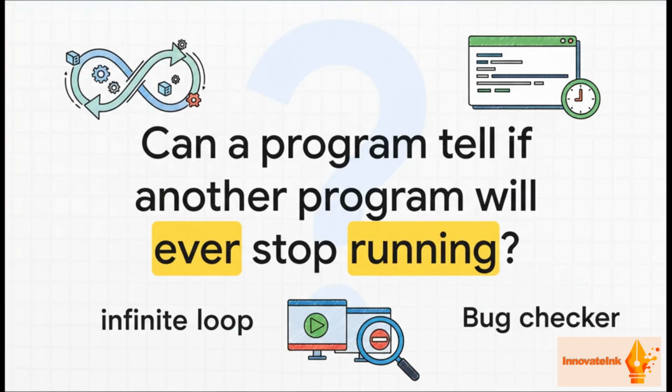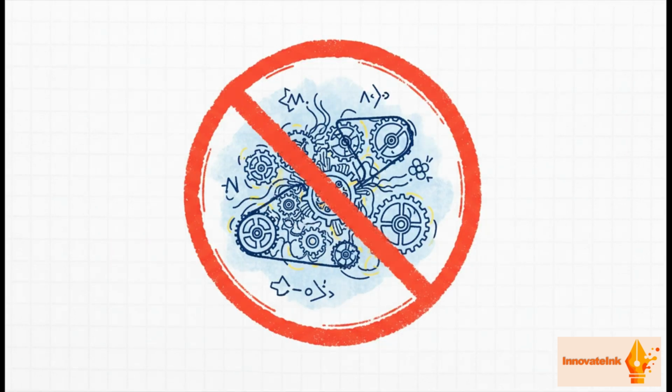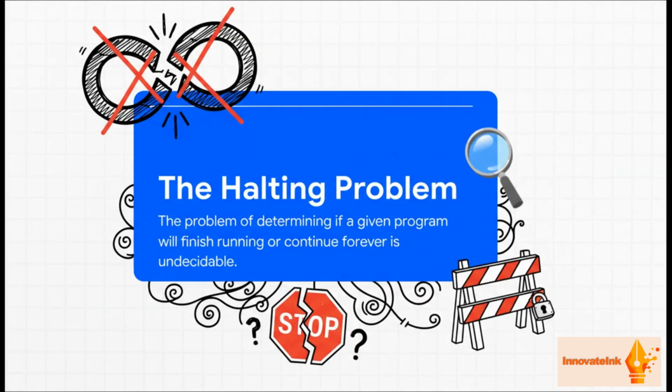Just think about this for a second. Imagine the ultimate bug-checking tool. A program that could look at any other program you feed it and tell you with 100% certainty, yep, this will definitely finish, or nope, this one's going to get stuck in an infinite loop. I mean, what would a program like that even be worth? It would be absolutely priceless. And it's provably mathematically impossible to build. The answer is a hard no. This is the famous halting problem.